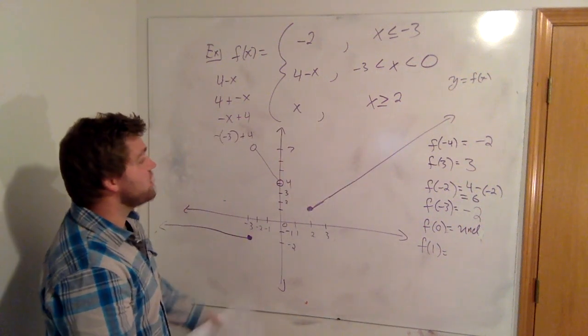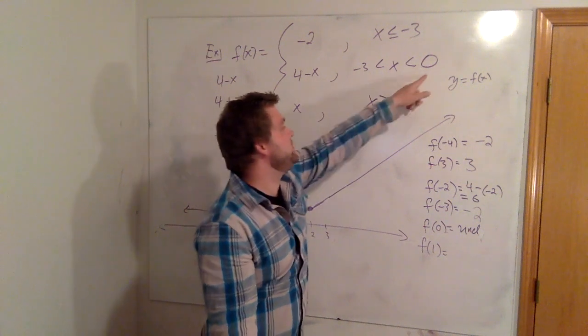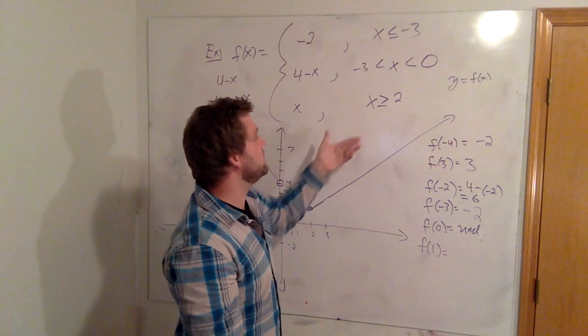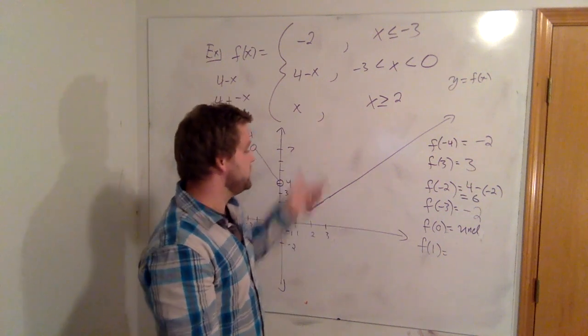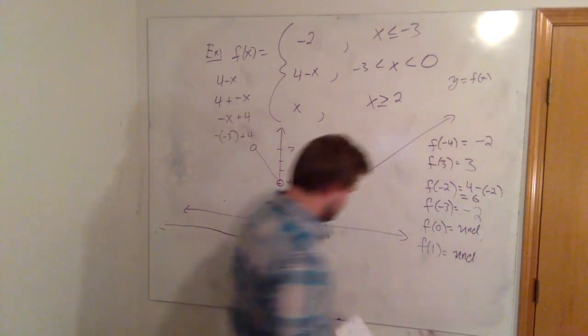Similarly, if I try to plug in 1, 1 is between 0 and 2. There's nowhere in this list that tells me what to do when I plug in 1. So, similar to the last one, f of 1 is not defined. Or we'll write undefined.